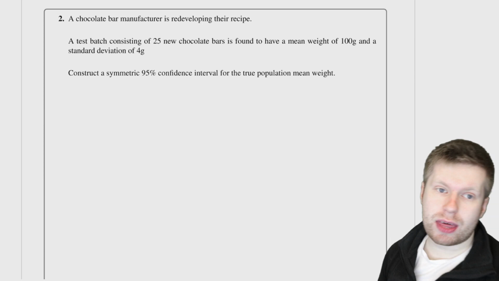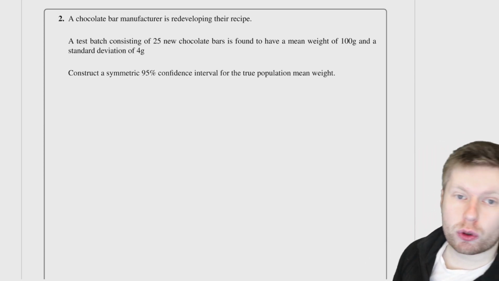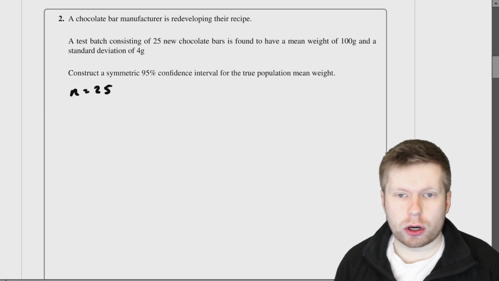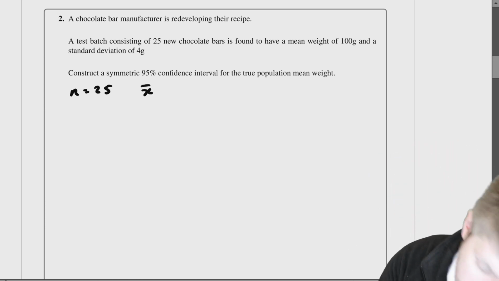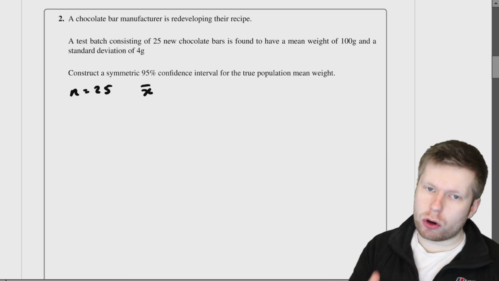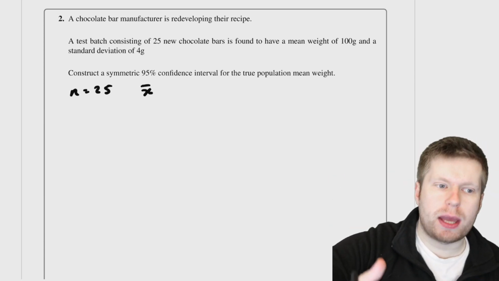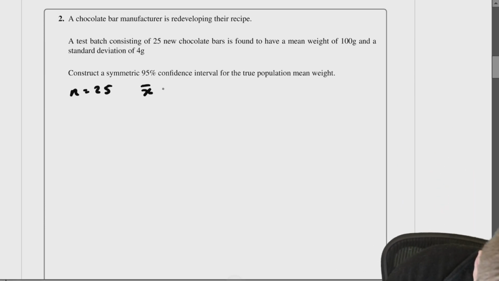Okay, so let's write this down, okay? So I've basically got a test batch consisting of 25 new chocolate bars. That's my sample size, okay? So 25 chocolate bars. They're found to have a mean weight, and of course that's the sample mean weight of these 25 chocolate bars. Look at the wording: a test batch consisting of 25 chocolate bars is found to have. In other words, now I'm talking about the sample mean, and therefore the sample standard deviation as well. So the sample mean, x bar, is equal to 100.